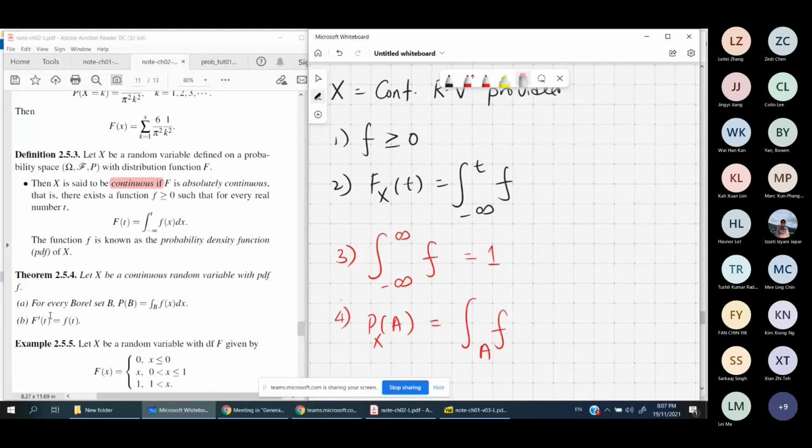Next, this is the relationship between the capital F and the small f, the distribution function and the density function, which is given by that. If the density function is given, we can use this formula to compute our distribution function. The other way around, if the distribution function is given, we can use this formula to compute our density function. So f of t is equal to F prime.